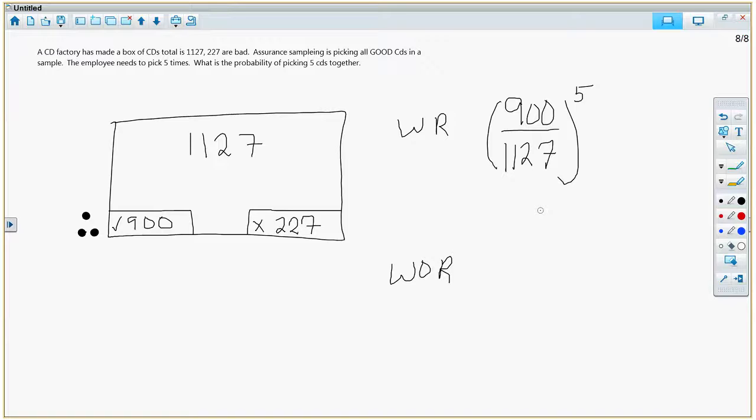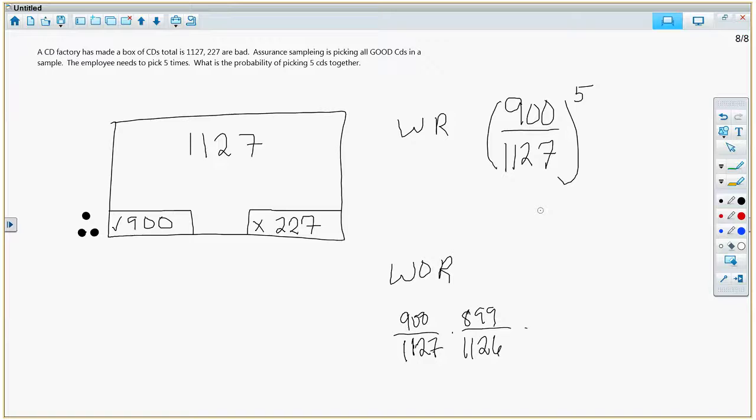Somebody tell me what the first fraction is going to be right here. 900 over what? 1127. Thank you, that was enunciated. Times what? 899 over 1126. And you keep breaking it down until you get 5.